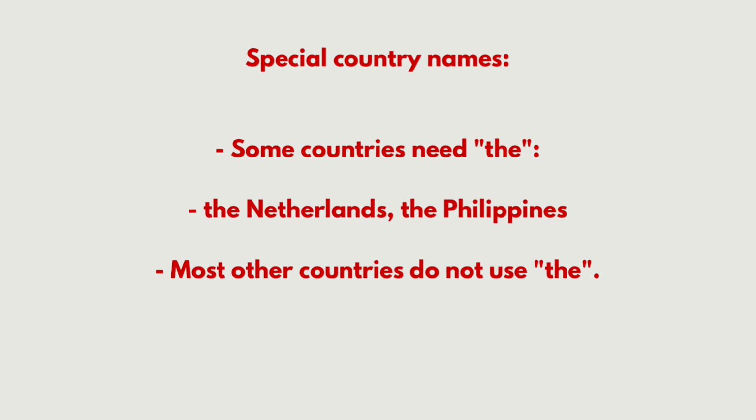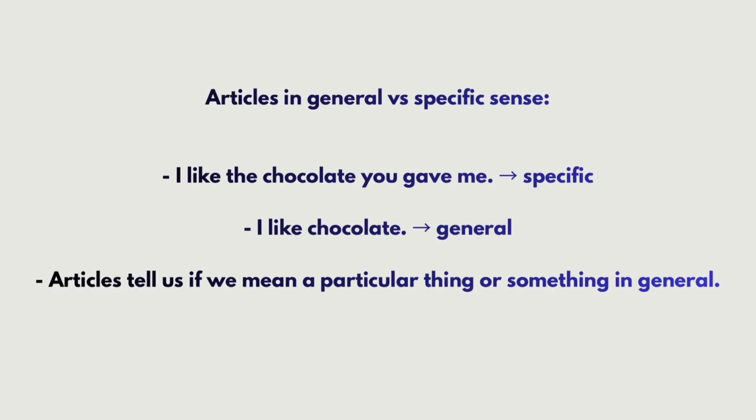Articles in general versus specific sense. I like the chocolate you gave me. This is specific. I like chocolate. This is general. So articles tell us if we mean a particular thing or something in general.